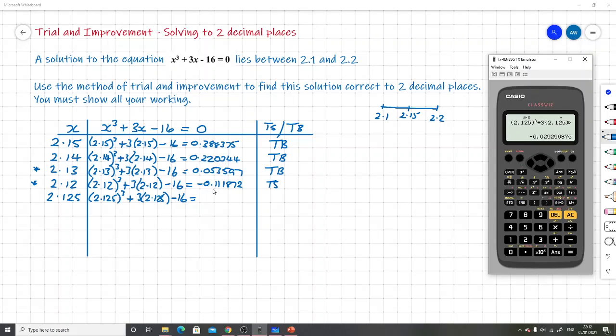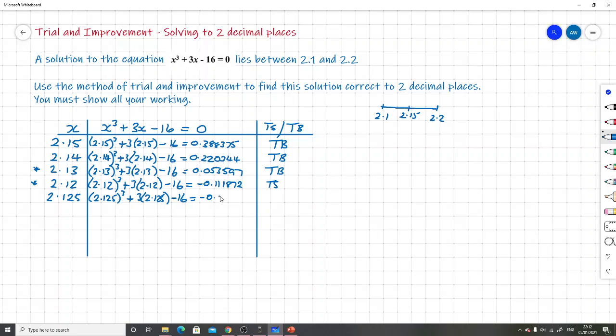Now I'm just going to do the first 5 decimal places. Minus 0.02929, and I'm going to put dot dot dot. I don't need the rest. All I'm interested in is is it too small or too big? And of course it's too small because it's negative again. That is smaller than 0, so that value of x was too small.